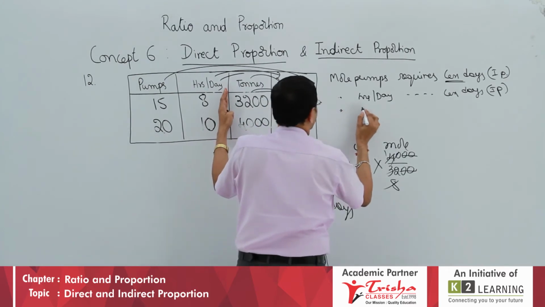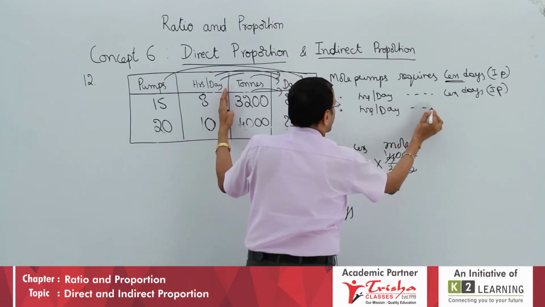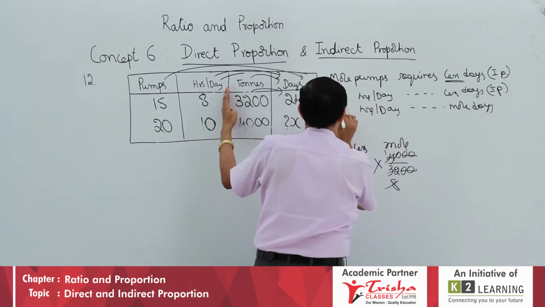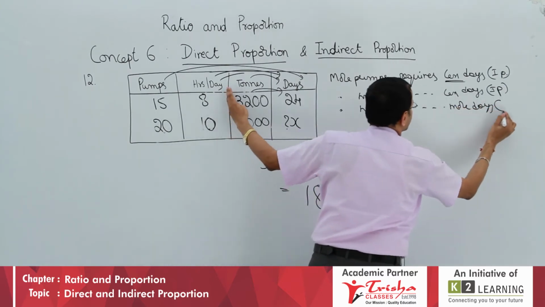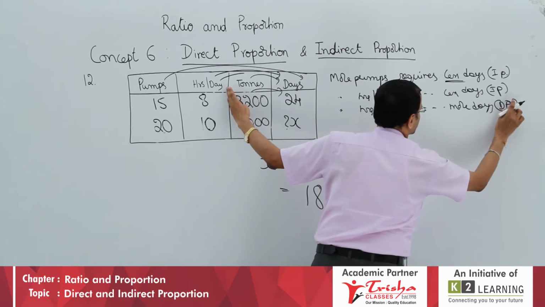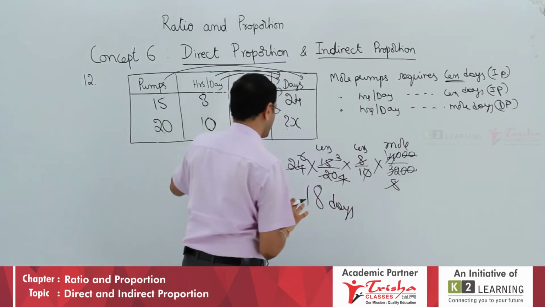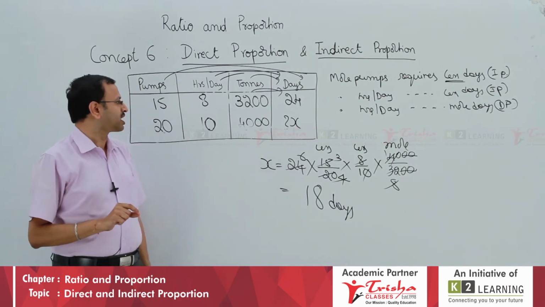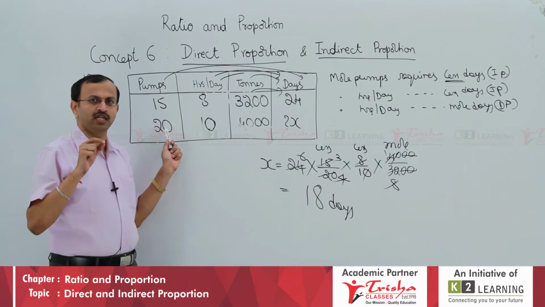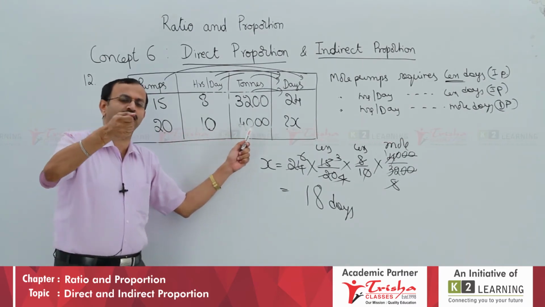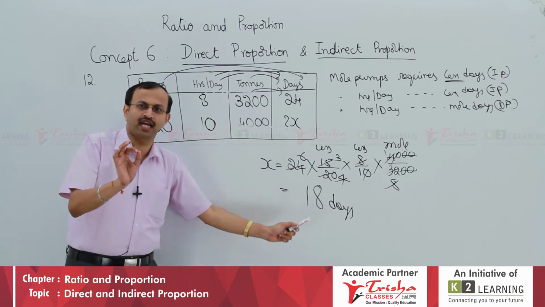Therefore, for more hours per day, it requires more days. Student, this is also more, this is also more, this is direct proportion. You can write direct proportion, DP. Next you write all this, conclude your statement problem, 4 mark, 5 mark category: 20 pumps, 10 hours per day working, 4000 tons of water can be lifted in 18 days.